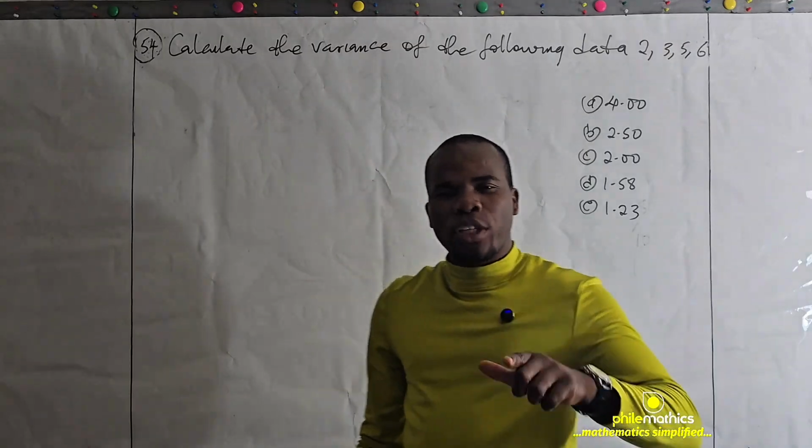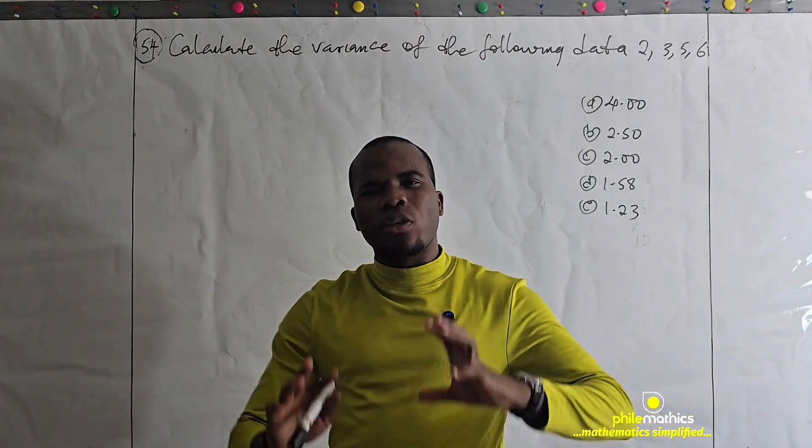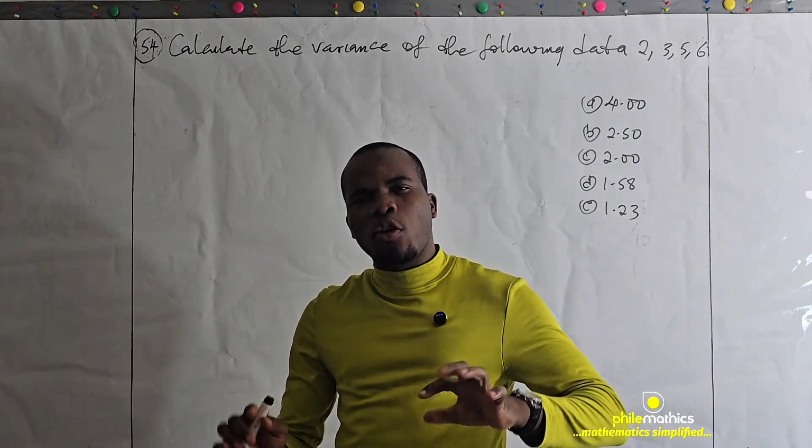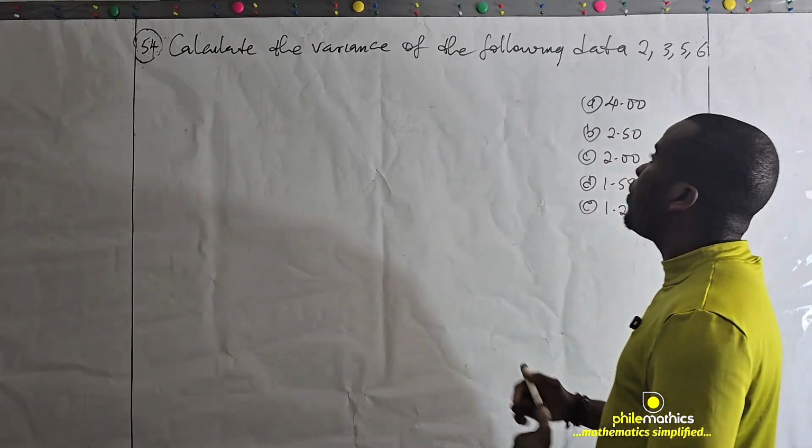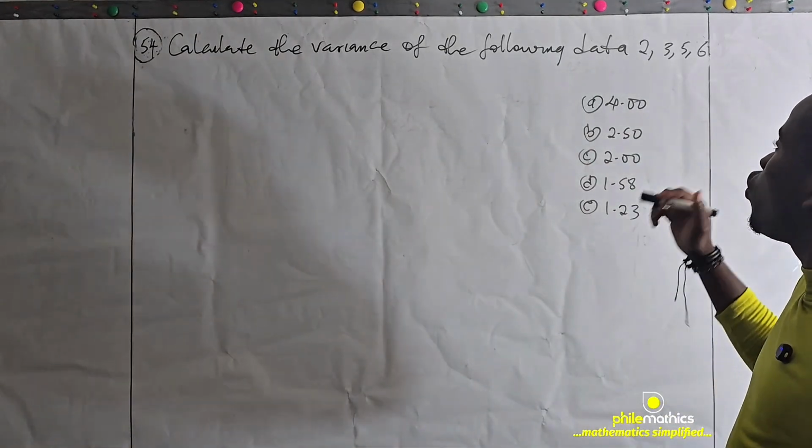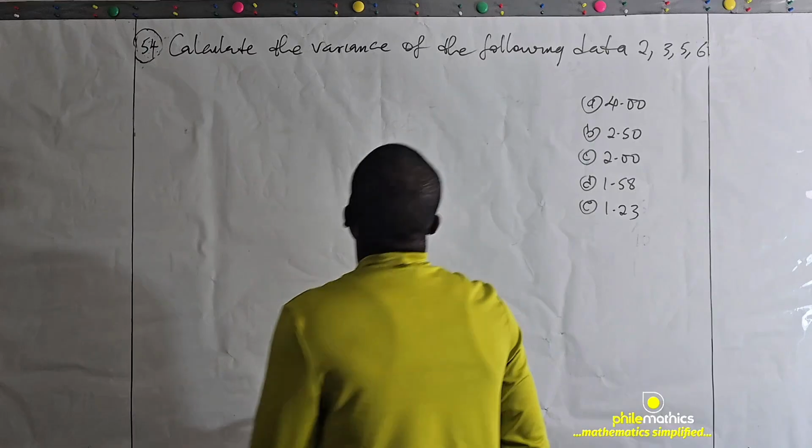The 54th question of NECO 2025 is on statistics, specifically on variance. It says, calculate the variance of the following data: 2, 3, 5, 6.